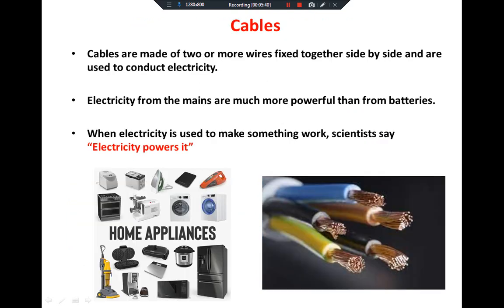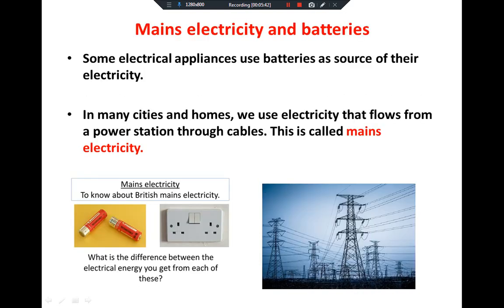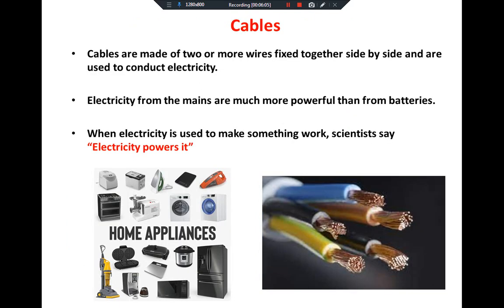Because we get electricity from mains electricity when we have it at home. We don't get it from batteries usually. But what are the differences between batteries and mains electricity that we have at our home? Can you turn on your home appliances with batteries? Let's see. I want an answer for that, please. Write it down in your notebook. So let's see how that electricity is transferred or gets to our houses.